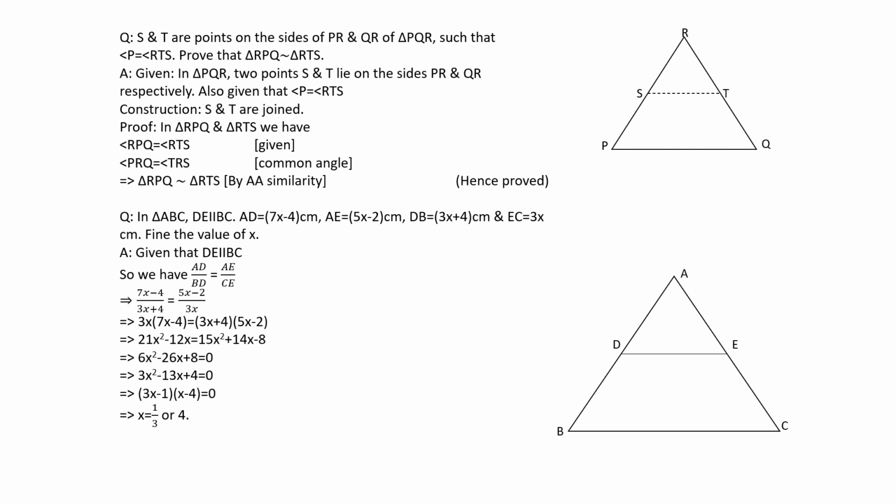That means x equals either 1 by 3 or 4. But x equals 1 by 3 is not possible, as 7x minus 4 and 5x minus 2 will give negative values. Hence, the value of x is 4.